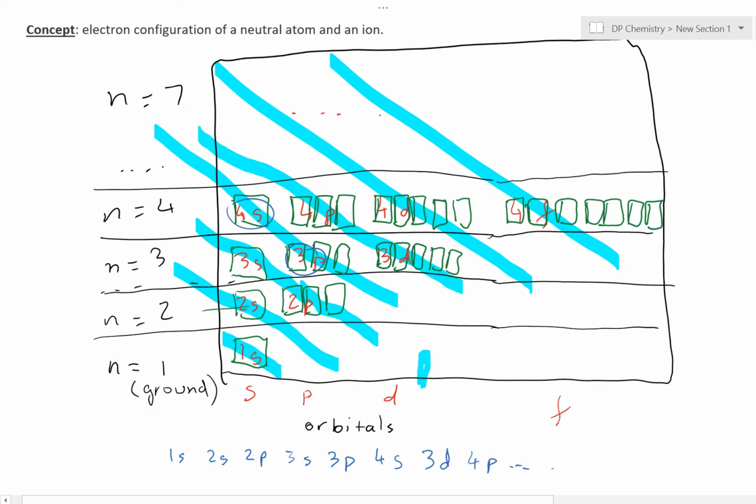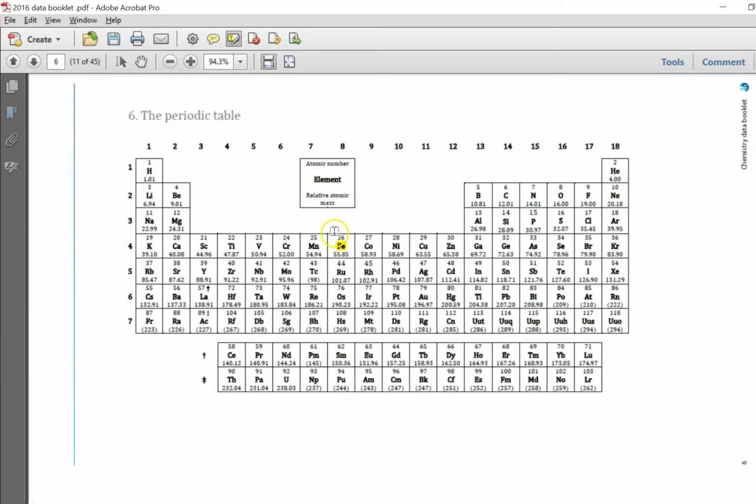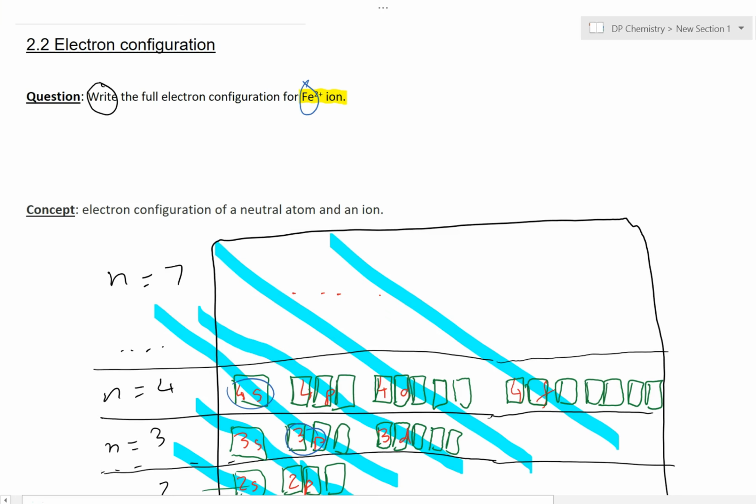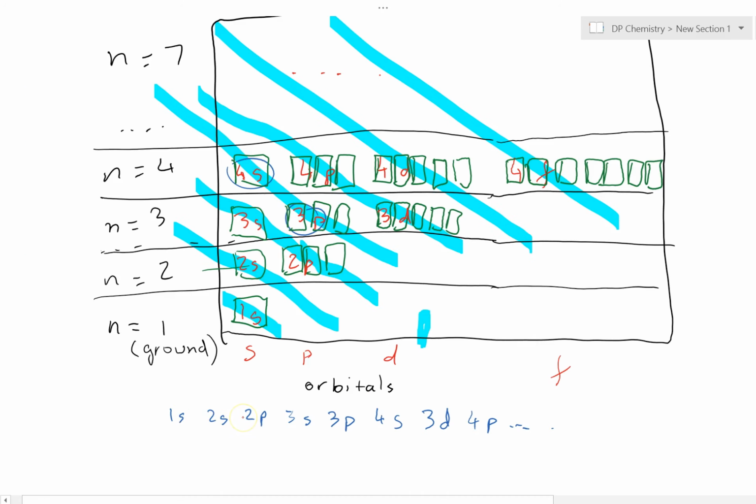Now applying this concept to our question, the question asks for the Fe2+ ion. So first we must look at the periodic table and find Fe, which has 26 protons. So for a neutral Fe atom, you will have 26 electrons. These electrons will fill the orbitals in the order that we have learned: 1s, 2s, 2p, 3s, 3p, etc.